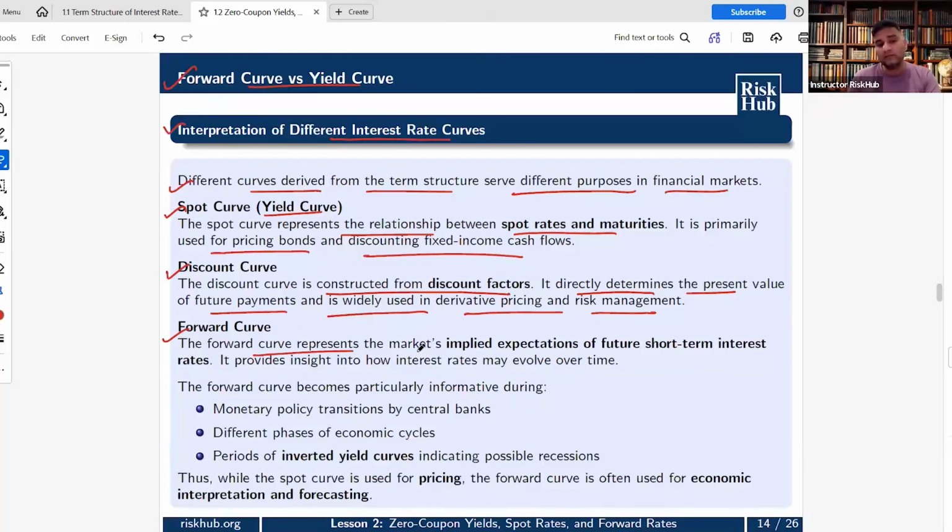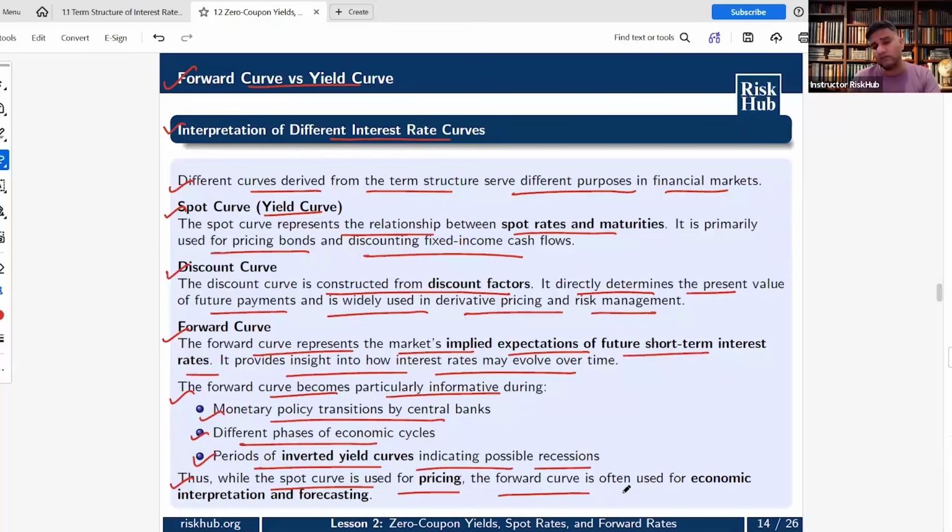The forward curve represents the market-implied expectation of future short-term interest rates, providing insight into how interest rates may evolve over time. The forward curve becomes particularly informative during monetary policy transitions by central banks, different phases of the economic cycle, and periods of inverted yield curve indicating possible recessions. So while the spot curve is used for pricing, the forward curve is often used for economic interpretation and forecasting.